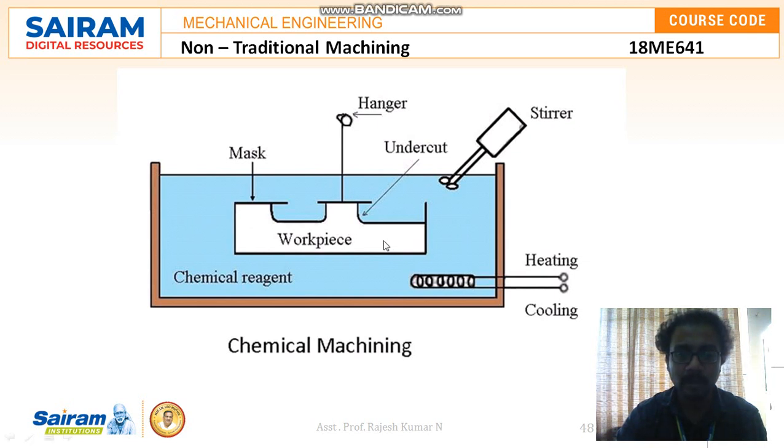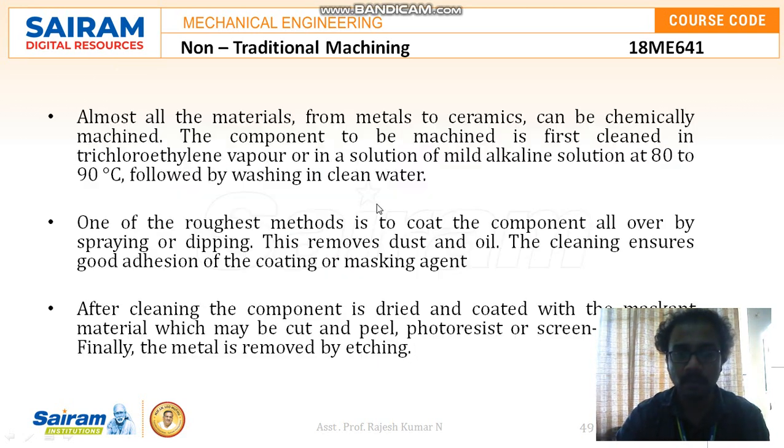And the portions you can see where the metal was not removed were completely covered with the maskants. And the remaining portions are covered with the etchants. The portions where etchant is applied, there only the metal will be removed. So almost all materials from metals to ceramics can be chemically machined.